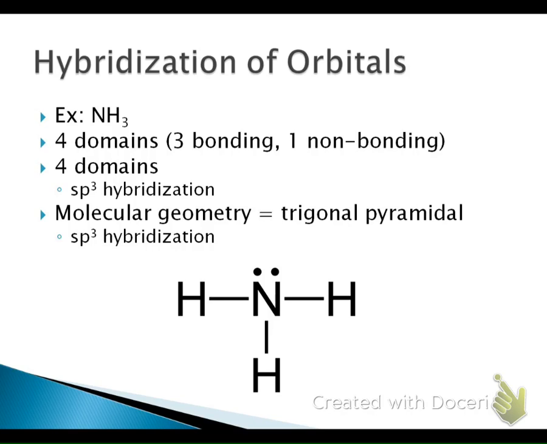That means you could go either way and still get the same answer. You can go via shapes, or you could go with number of domains. Okay, both of those will get you to the correct answer if you draw your Lewis structure right and you come to your molecular geometry correctly. Okay? What questions do we have so far?